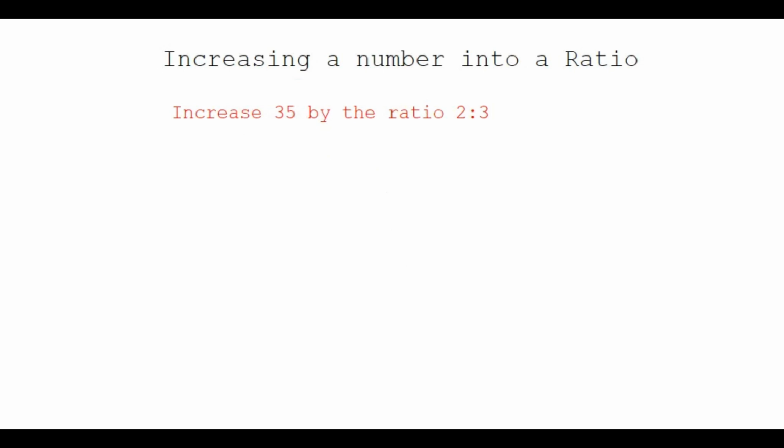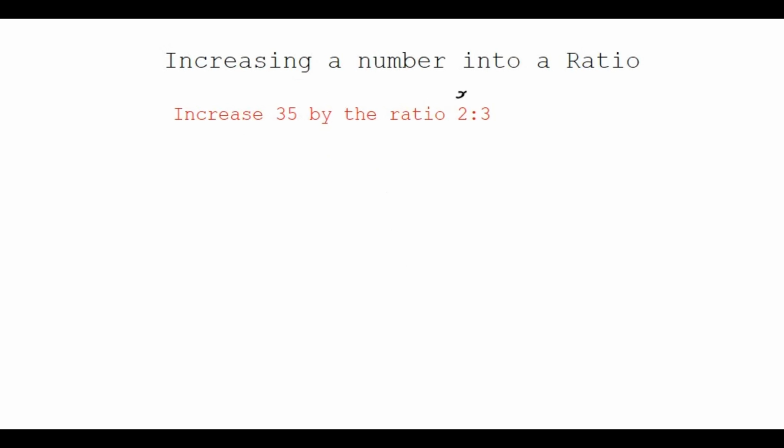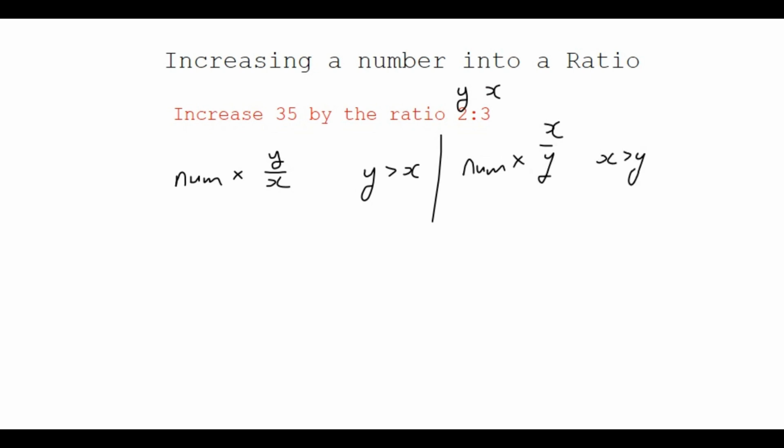Alternately, let's look at increasing. Alright, now increasing again, we've got x, we've got y. But now to increase, we're going to take our number and we're going to multiply it with the bigger number over the smaller number. So here, y has to be greater than x. If you decided to label these the other way around, if you decided that the first number is y and the second number is x, then we would say our number multiplied x over y, as long as x is greater than y. Alright, if you do not like these mathematical formulas, just memorize this. Increase means times big over small.